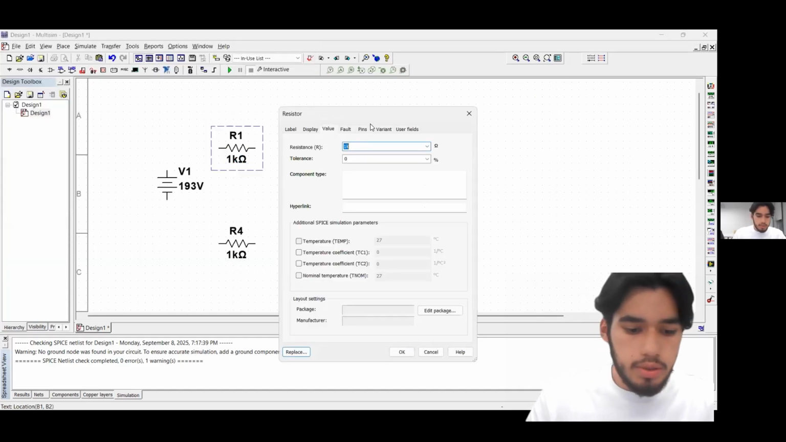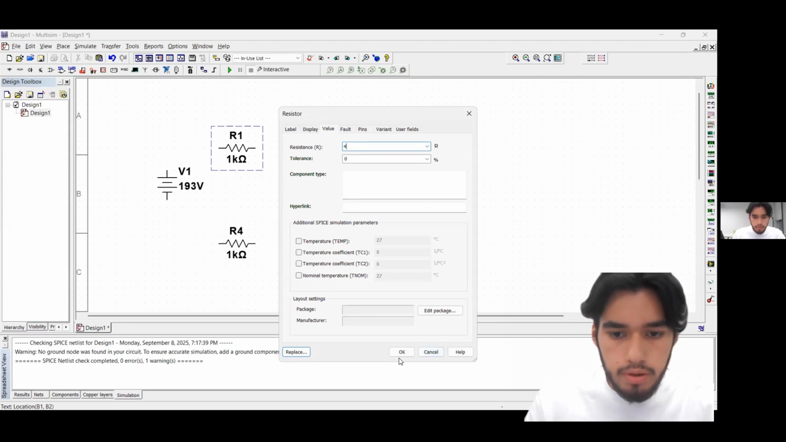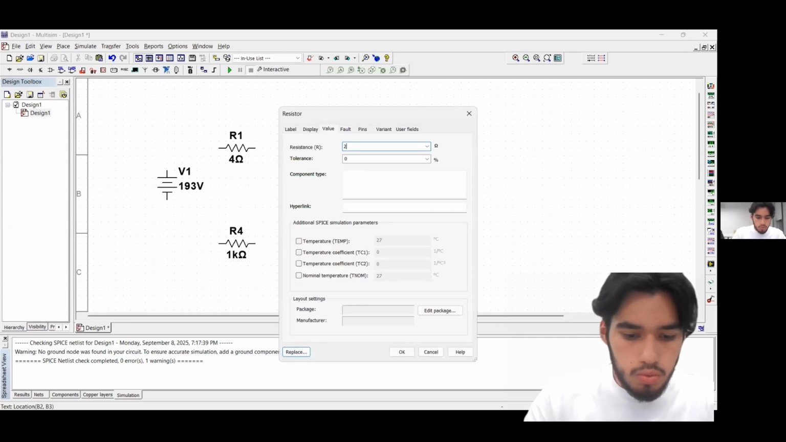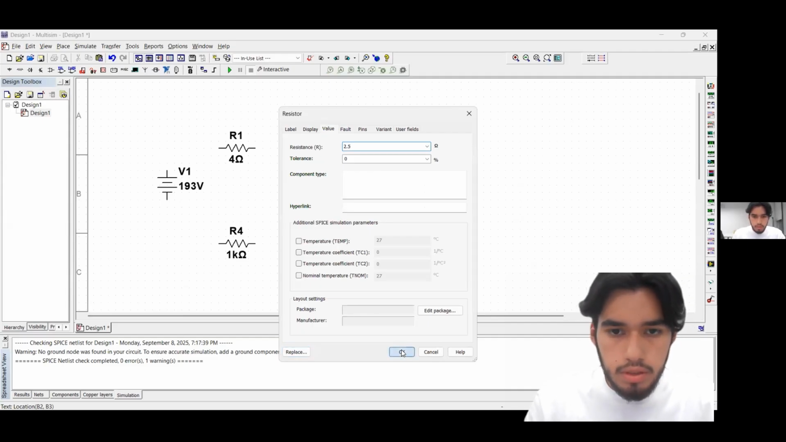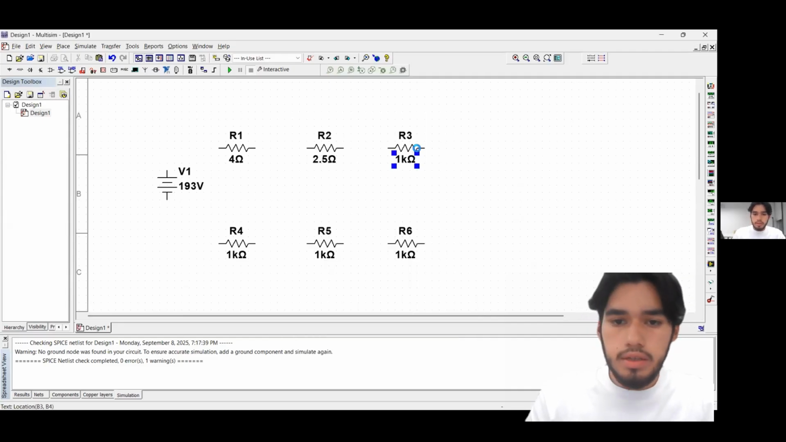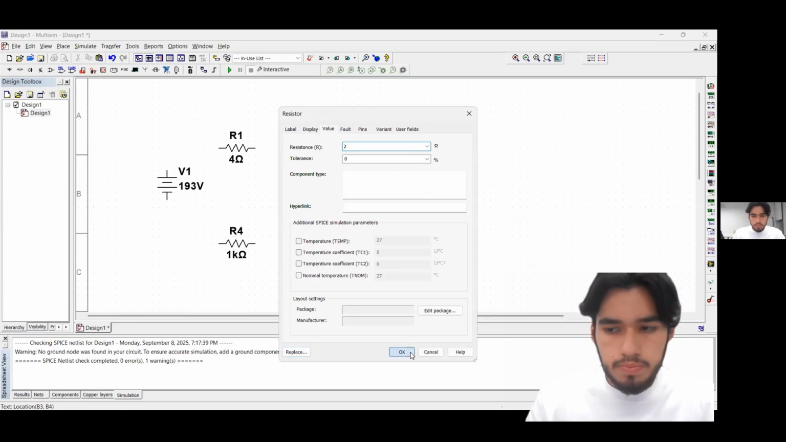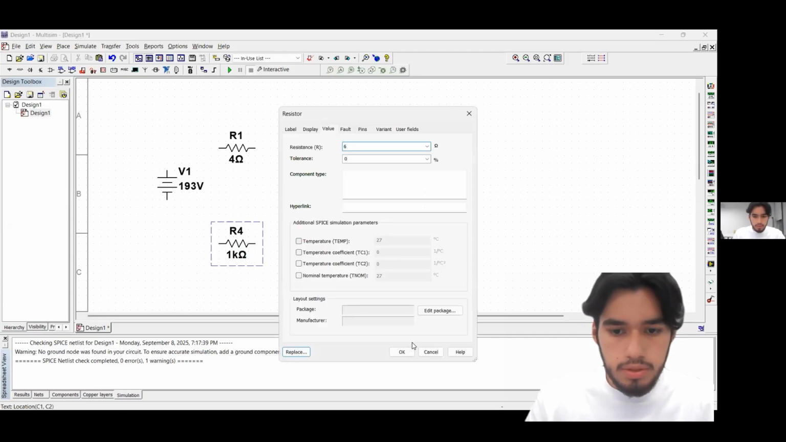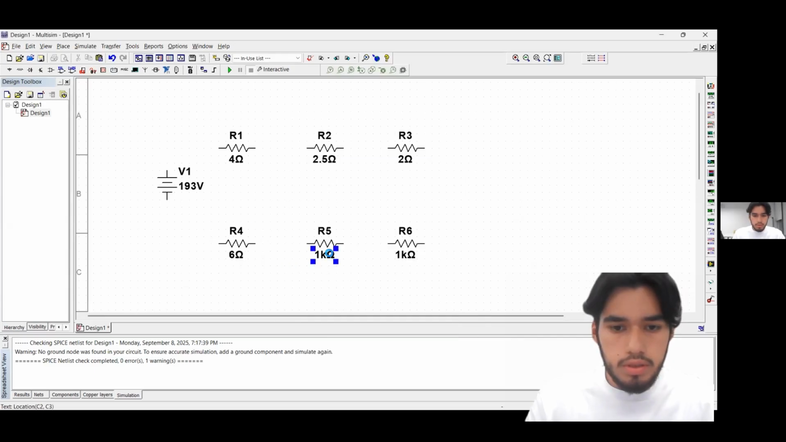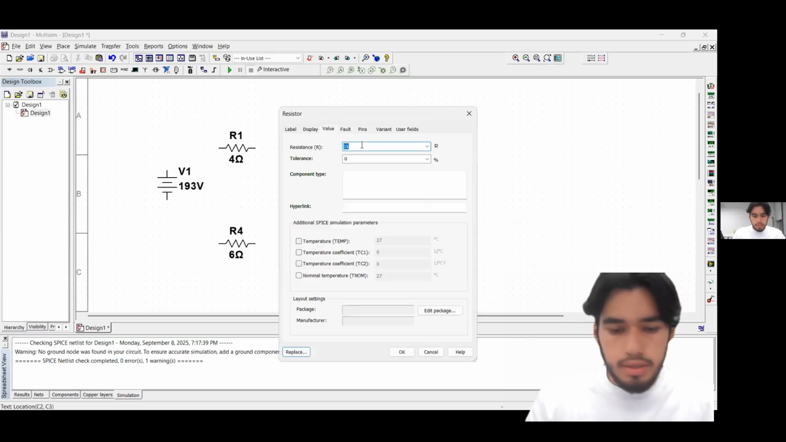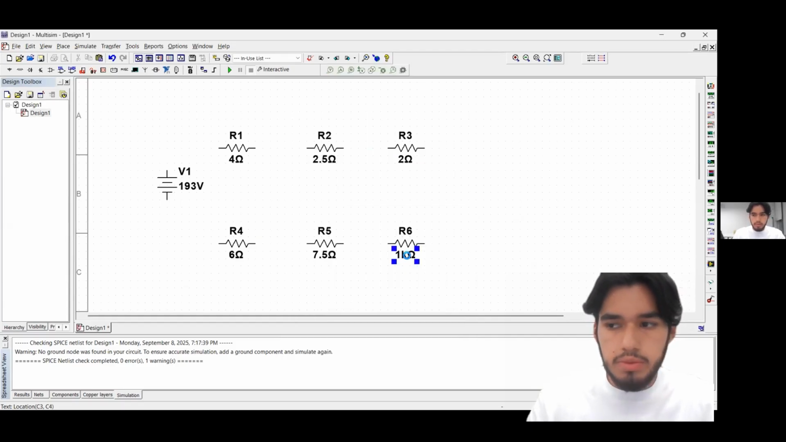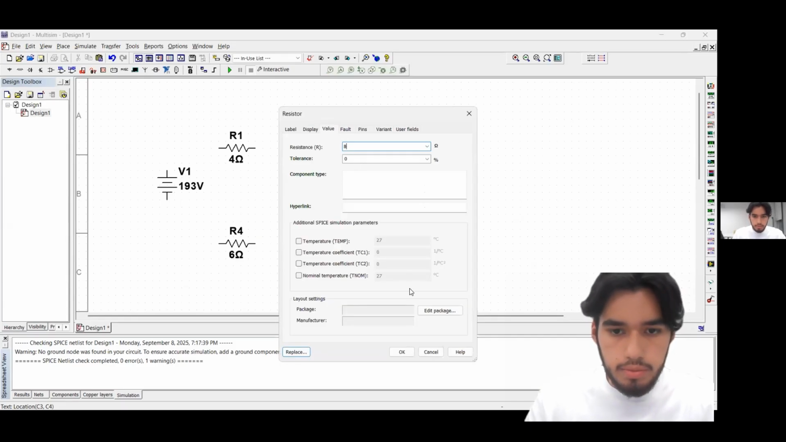The first one is of 4 ohms. The second one, 2.5 ohms. The third one, 2 ohms. The number 4 is of 6 ohms. The next one, 7.5 ohms. And the last one, 8 ohms.